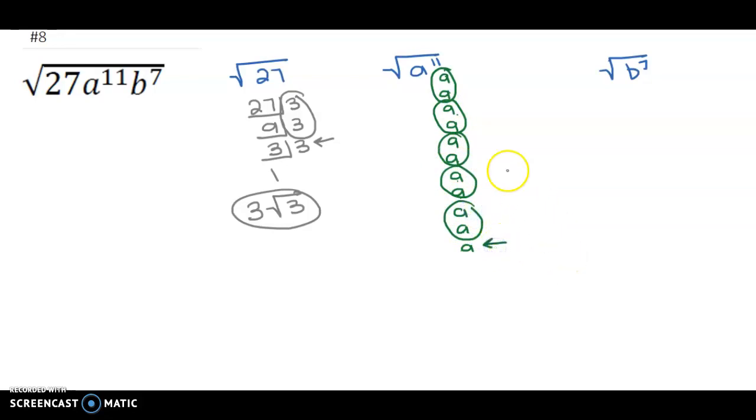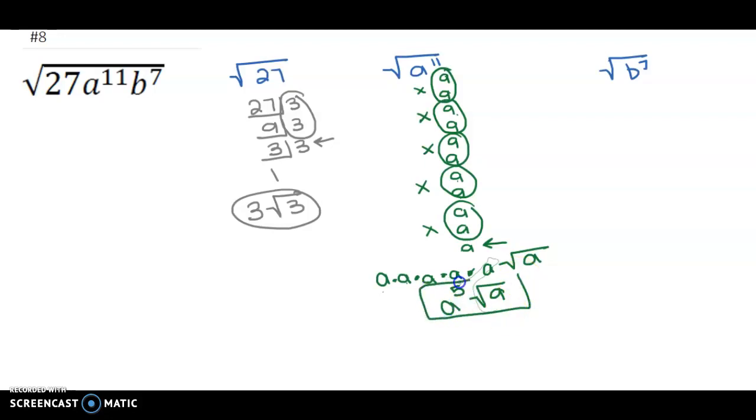Okay, so when I simplify this, it's going to be a times this pair of a times this pair of a times a times a, and then I have a single a that's in the fridge. Okay, so a times a times a times a times a is just a to the 1, 2, 3, 4, 5. A to the 5th, a to the 5th, square root of a. Okay, and that's what my a to the 11th breaks down to.